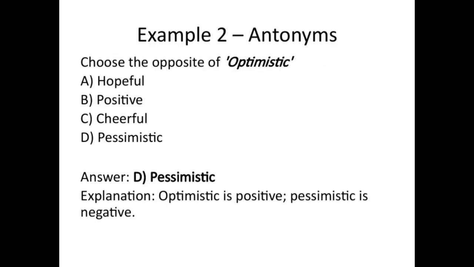Now, let's look at an example of antonyms, or words with opposite meanings. The slide asks us to choose the opposite of optimistic. When we think about optimistic, we consider words like hopeful, positive, or cheerful, words that reflect a positive outlook. But in this case, the correct answer is D, pessimistic. Pessimistic is the direct opposite of optimistic. It reflects a negative outlook.